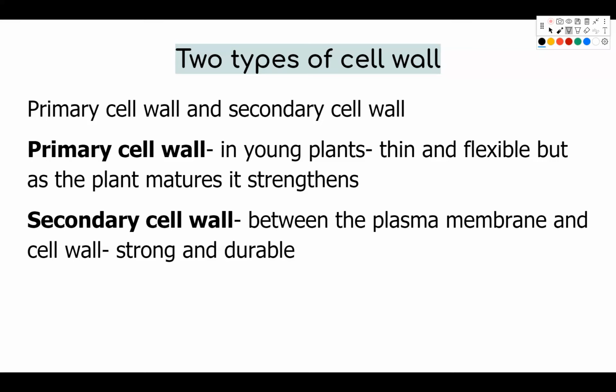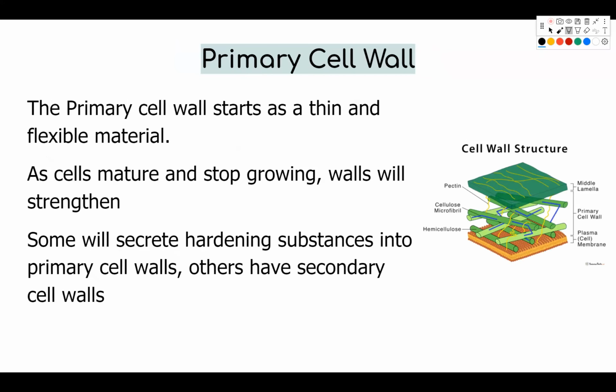So we've got a primary cell wall and a secondary cell wall. I mentioned that secondary one is a lot stronger and a lot more durable, and we'll have some examples here in a sec. So, our primary cell wall. These first two things are already what we have written down. This is just duplicate information. So what you need is this last bit right here.